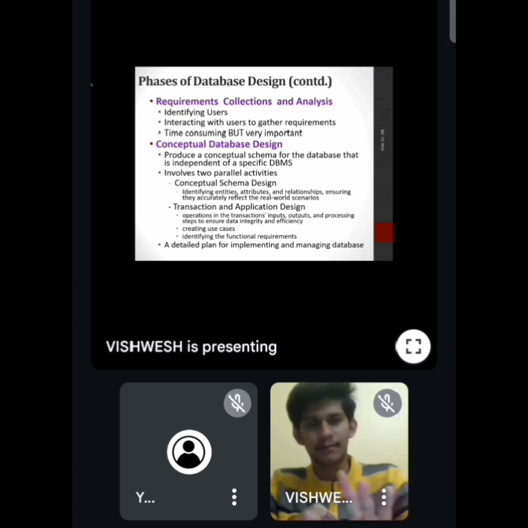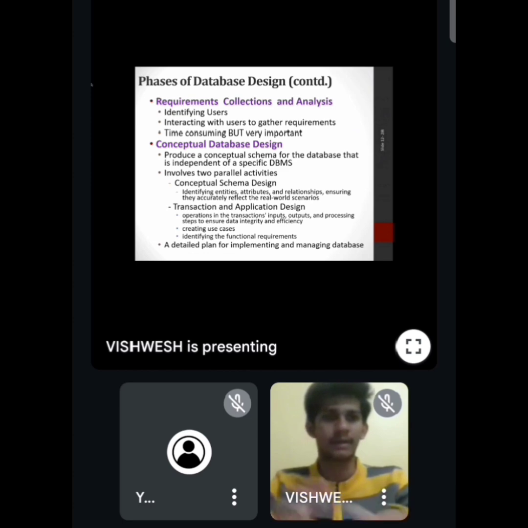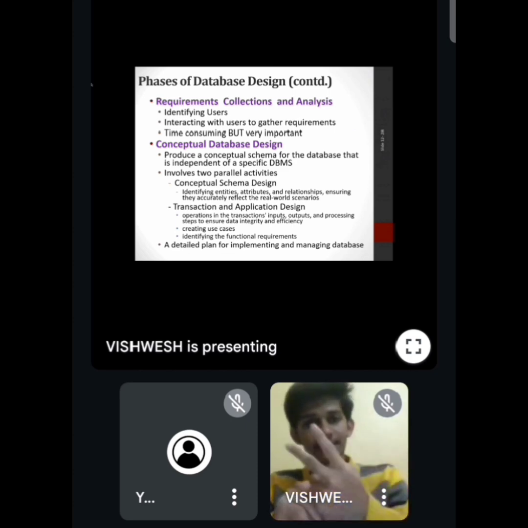The second phase is conceptual database design. It produces a conceptual schema for the database that is independent of any specific DBMS. It involves two parallel activities. First one is conceptual schema design, and the second is transaction and application design.